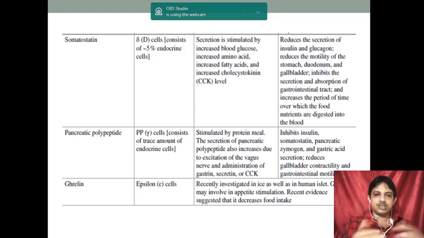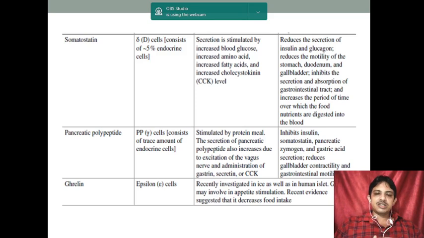So the pancreatic polypeptide PP cells are stimulated by protein meal. Secretion of pancreatic polypeptide also increases due to excitation of the vagal nerve, and administration of gastrin, secretin, etc. It inhibits insulin, somatostatin, pancreatic zymogen, gastric acid secretion, and reduces gallbladder contractility and gastrointestinal motility.